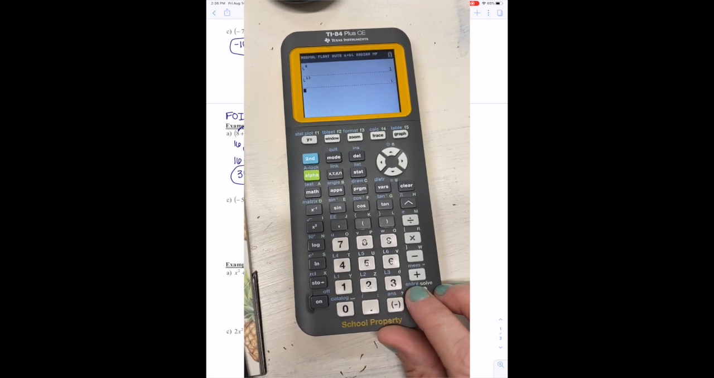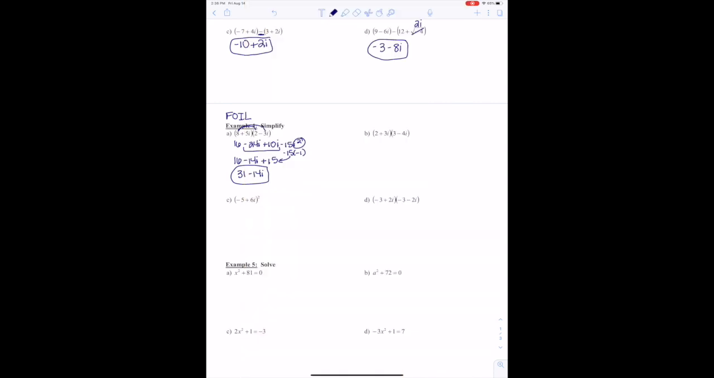You can also type in just the problem here that we've got. If you make sure you put parentheses in the right spot, it would give you 31 minus 14i. So depending on the situation, whether we're at school or at home, if I require you to show your work, make sure you know how to do this, but you can always, always, always check yourself on the calculator. If you've got a calculator, definitely check yourself.